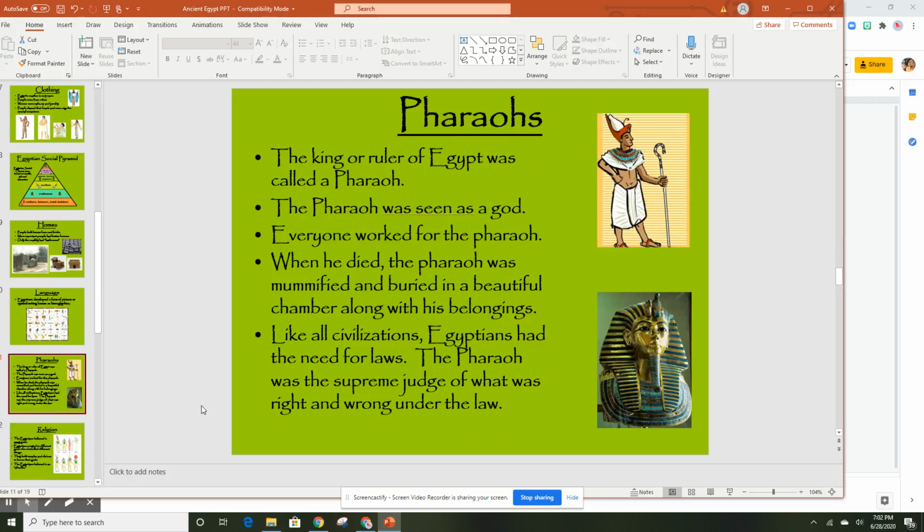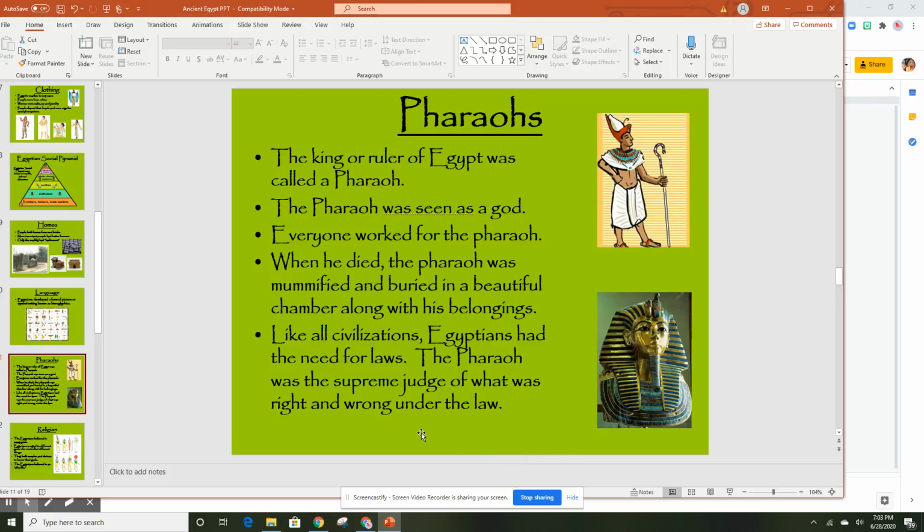Let's take a look at pharaohs. So we said earlier that the king of an Egyptian kingdom would be called a pharaoh. He was the ruler, or she was the ruler, of the whole kingdom. The pharaoh was seen as a god. Everyone worshipped the pharaoh and also would have worked for the pharaoh. When he died, the Egyptians believed in the afterlife. So the pharaoh's body would be mummified and buried in a beautiful chamber along with his belongings, sometimes in a pyramid, which we will get into later.